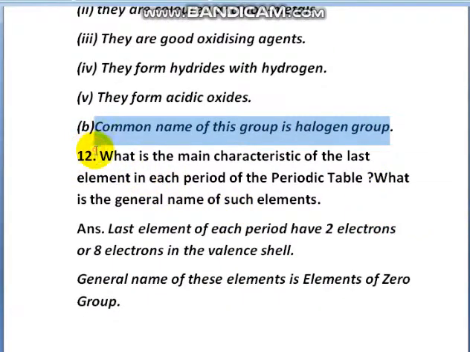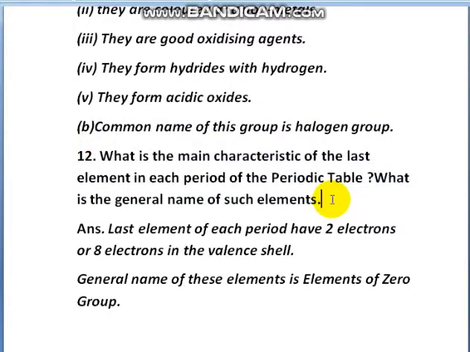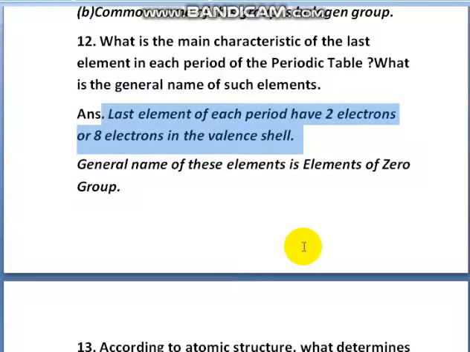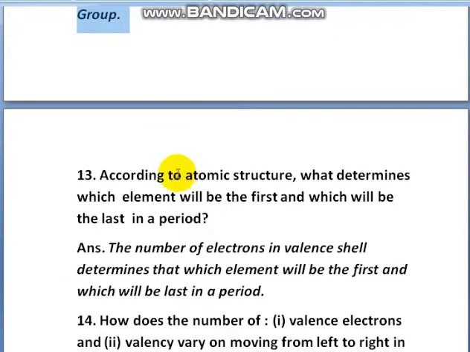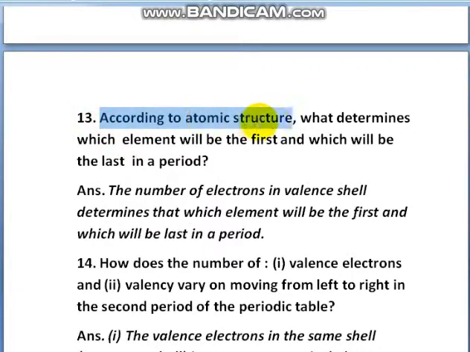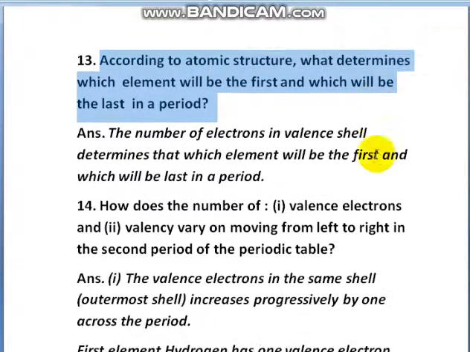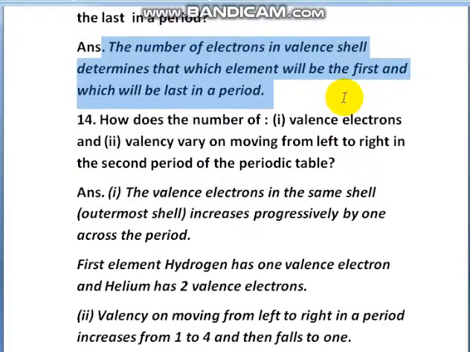Next question, what is the main characteristic of the last element in each period of the periodic table? What is the general name of such elements? So the last element of each period has 2 or 8 electrons in its valence shell, and these are called zero group. Next, question number 13, according to atomic structure, what determines which element will be the first and which will be the last in the period? So the number of electrons in a valence shell determines which element will be the first and which will be last in a period.